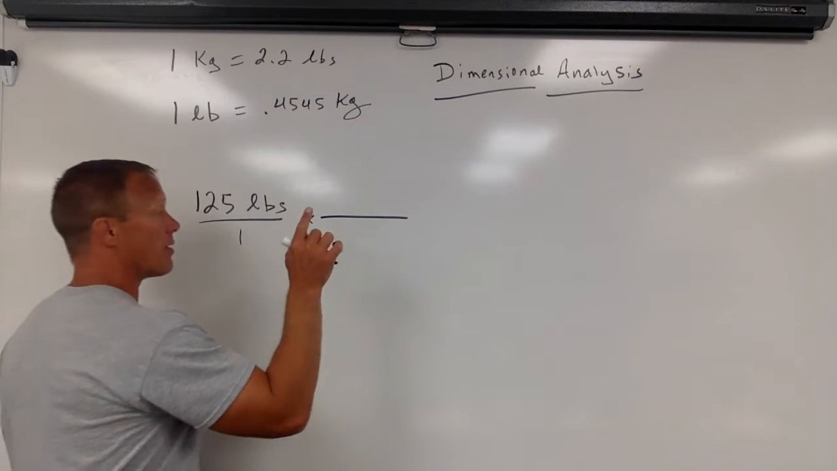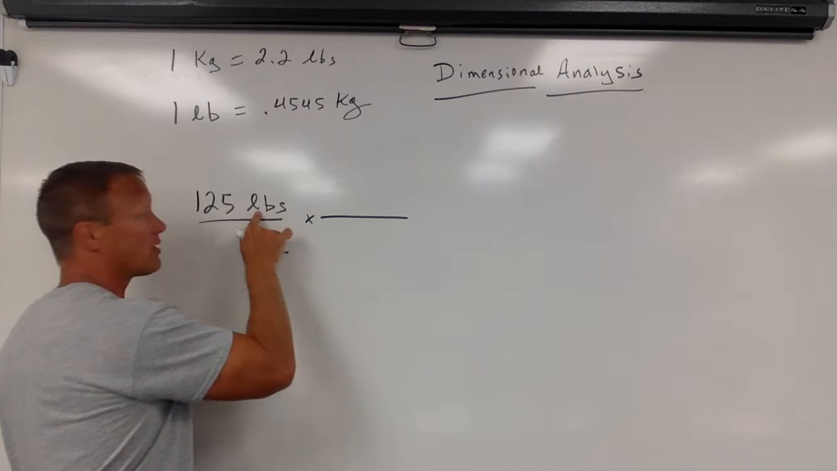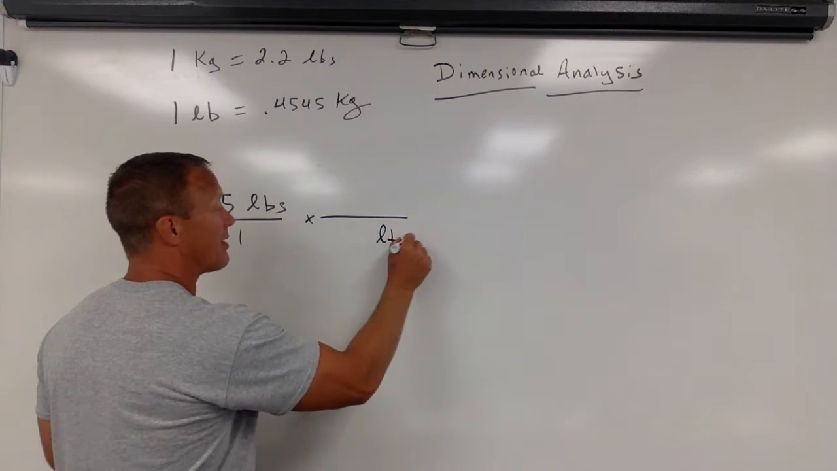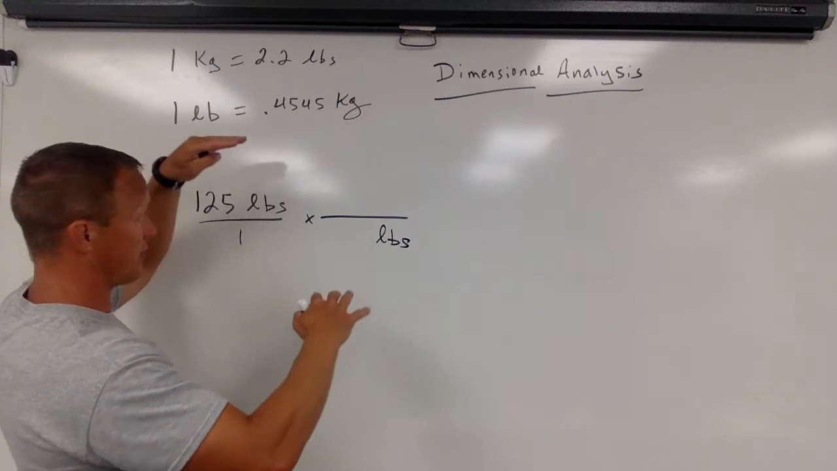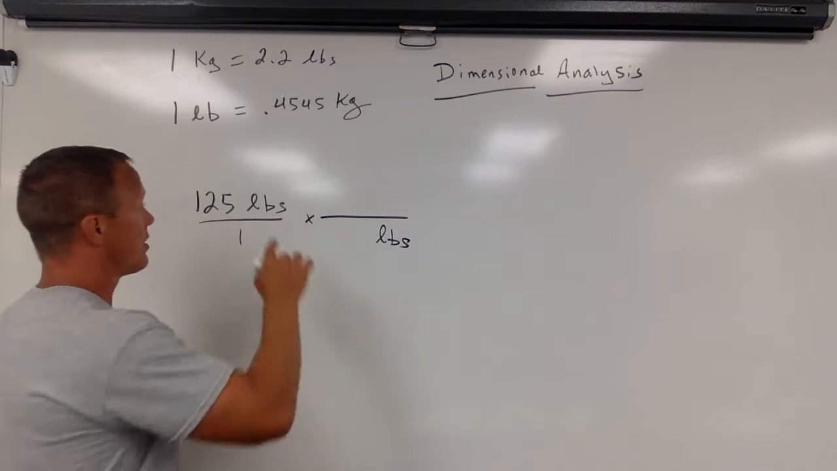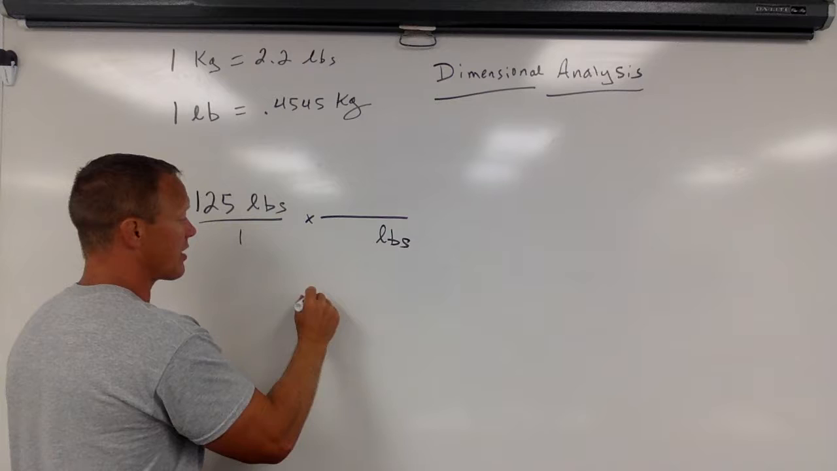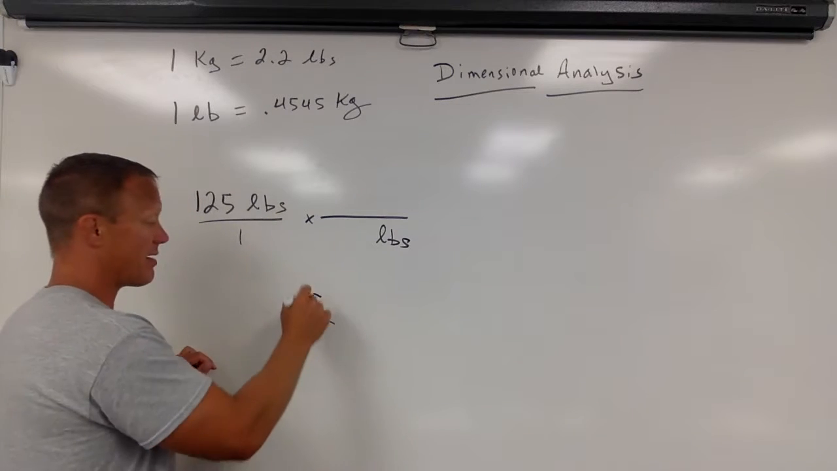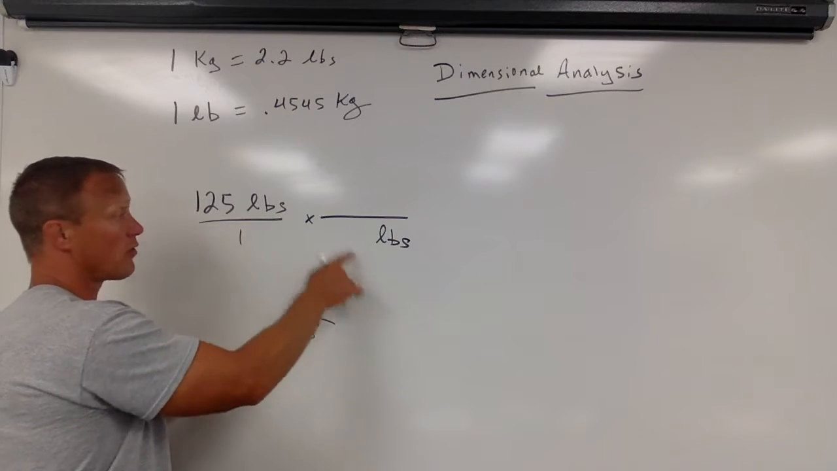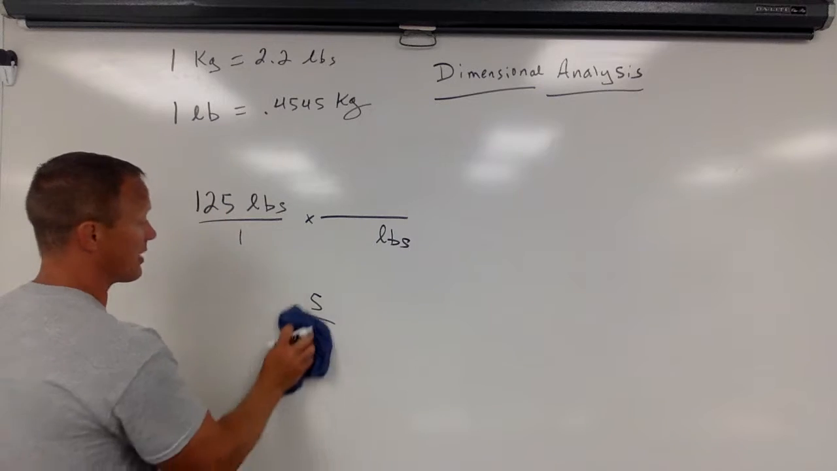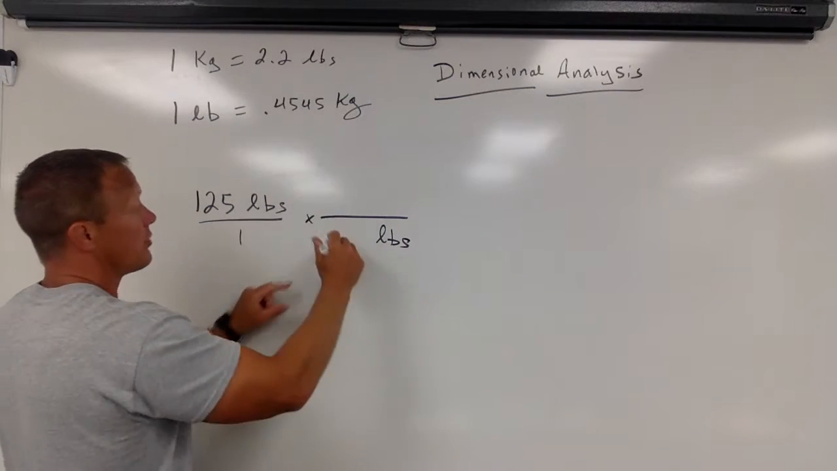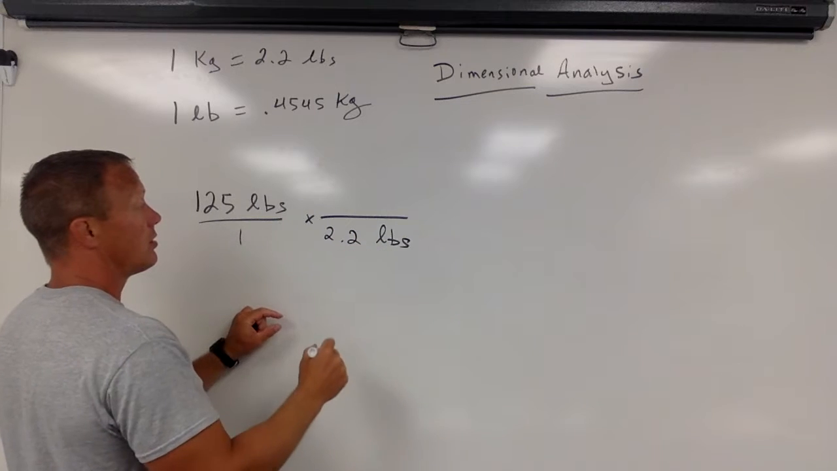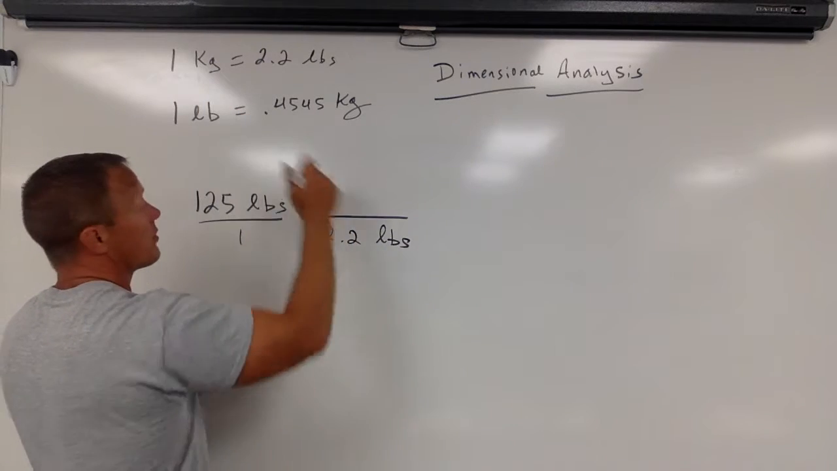The way I know what goes on the bottom is whatever label is here goes down here. I want my labels to cancel. So on this big fraction, don't think of it as a fraction too much, but I have pounds on top, pounds on bottom. Kind of like if you have 5 divided by 5, they cancel, become 1. Pounds over pounds, those labels are going to cancel. So since pounds is down here, that means I'm writing the 2.2 down here. That means I'm putting the 1 kilogram up on top.